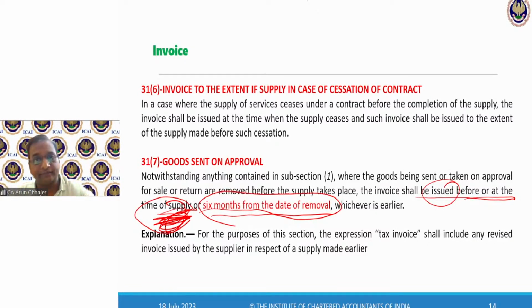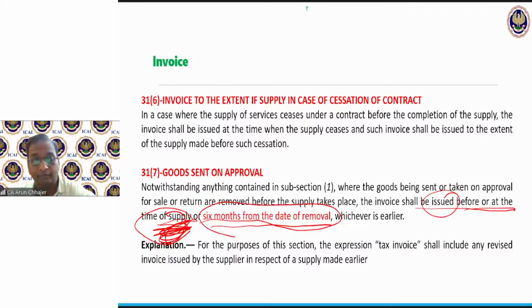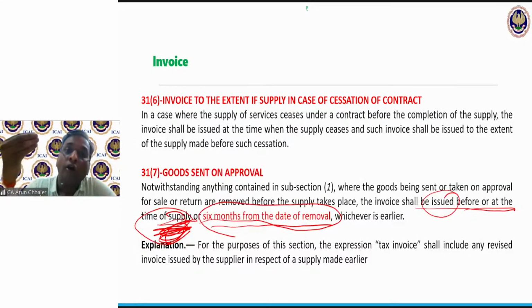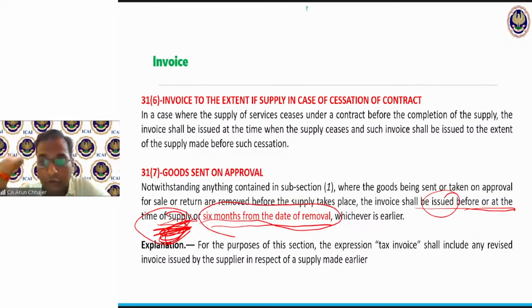Please confirm once, beta. Clear? Okay. What if the goods are returned back to the supplier? Then okay, suppose you returned the goods to me, so that is okay. If I am sending the goods, either it should be returned back or it should be accepted. If returned, the matter is finished. The goods I sent you came back, matter closed. I don't have to make any supply, nor create any invoice.